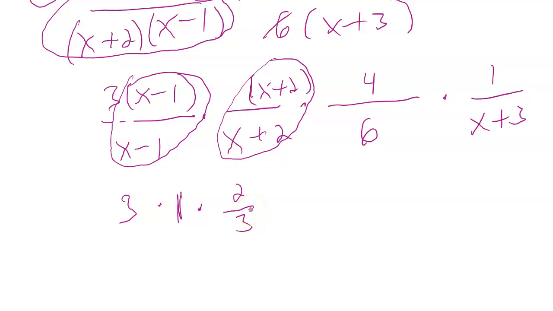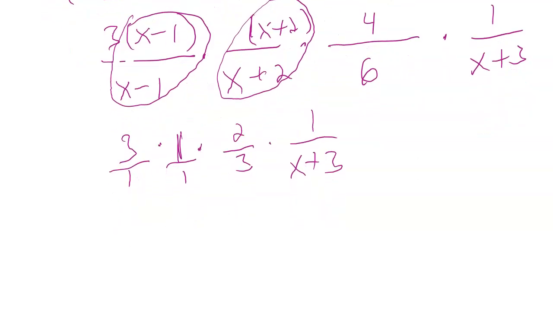Am I doing this right? Sure. Times 1 over x plus 1, x plus 3. Now these are all fractions, so you just multiply the numerators together, multiply the denominators. In multiplying the numerators and denominators, those 3's will reduce. So we'll get 2 over x plus 3 is my answer. Not bad. On to the next.